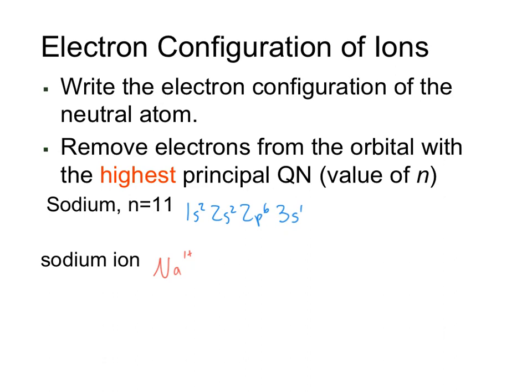And so our electron configuration for a sodium ion is going to be 1s2, 2s2, 2p6.